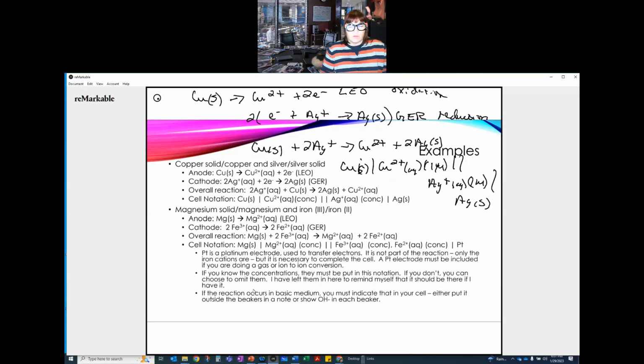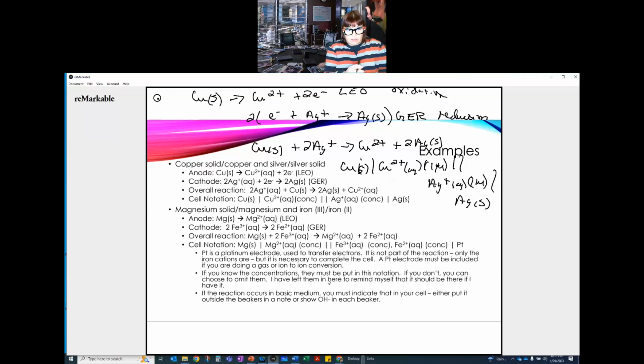Again, we don't have a solid that's being dealt with here, so we need that platinum electrode. If we know the concentrations, we want to put them in there. If we don't, we can put it in or omit it. It's entirely up to you. And if the reaction occurs in basic medium, you must indicate that in your cell.